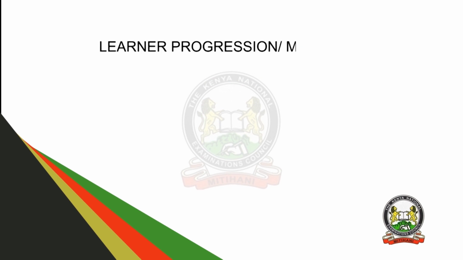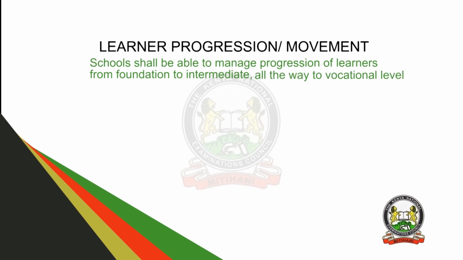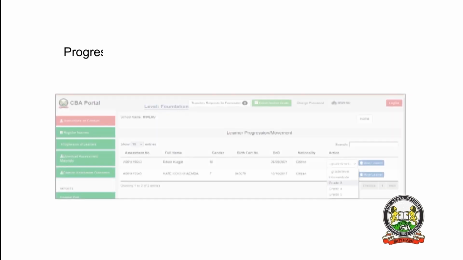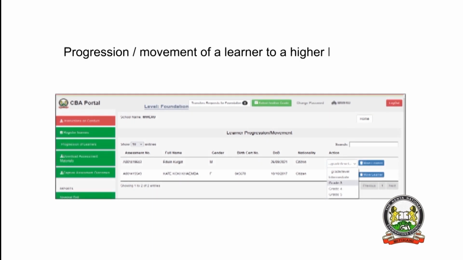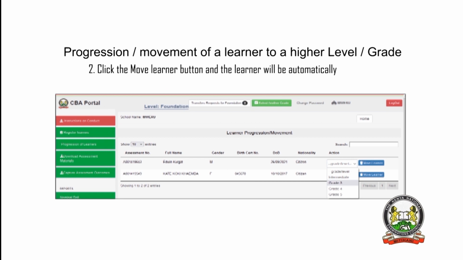Learner progression or movement. The system is flexible because schools shall be able to manage progression of learners from foundation to intermediate all the way to vocational level and from stage-based to age-based and vice versa. Progression or movement of a learner to a higher level or grade. Number 1, click the Progression of Learners button to view and move a learner or learners by selecting the desired level or grade. Number 2, click the Move Learner button and the learner will be automatically moved to the selected level or grade.